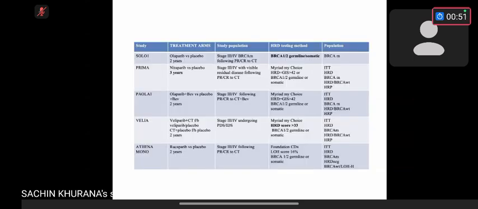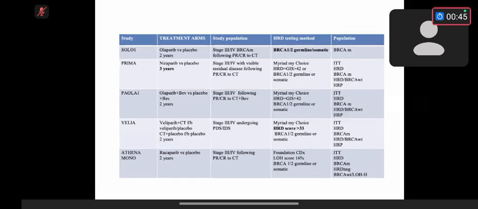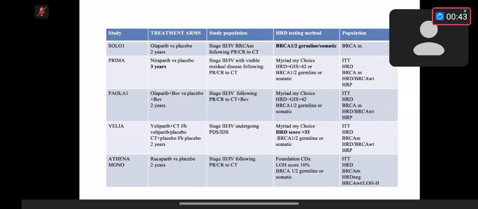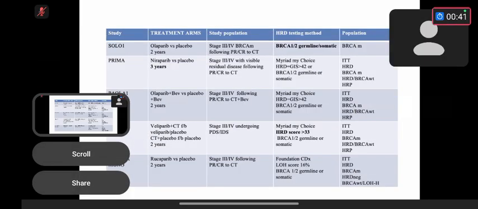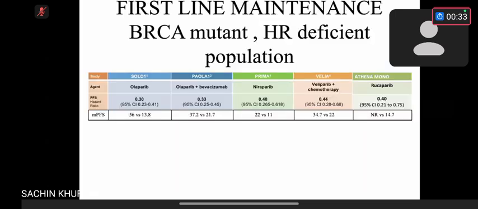So the landmark trials which have used olaparib and other PARP inhibitors are SOLO-1, PRIMA used niraparib, PAOLA-1 uses olaparib plus bevacizumab, and ATHENA-MONO used rucaparib. So these three PARP inhibitors are most commonly used: olaparib, niraparib, and rucaparib. Niraparib is not available in India. Olaparib and rucaparib are used in India.